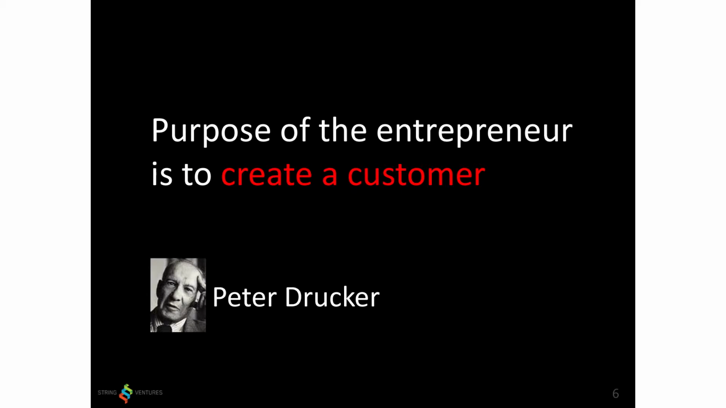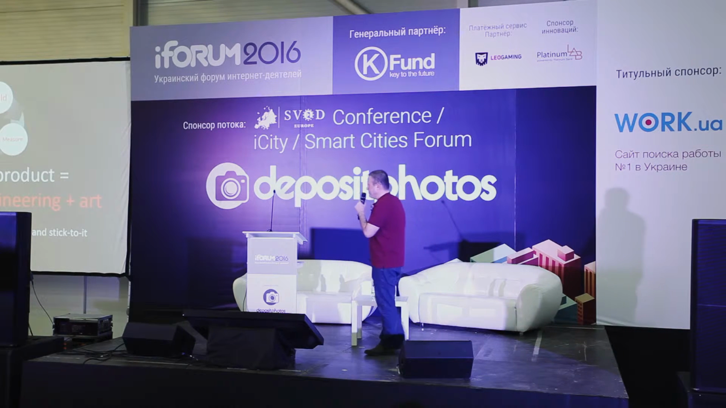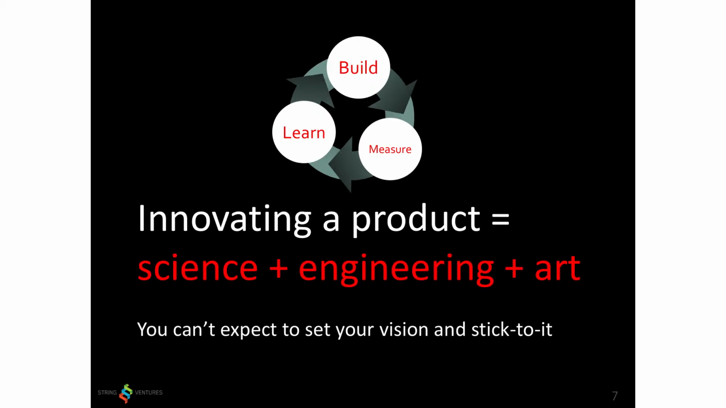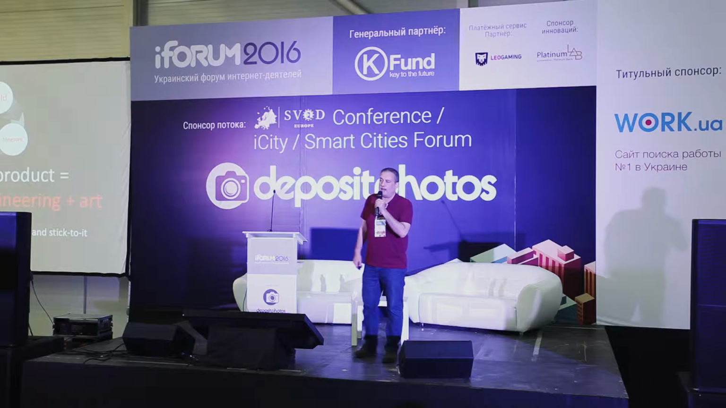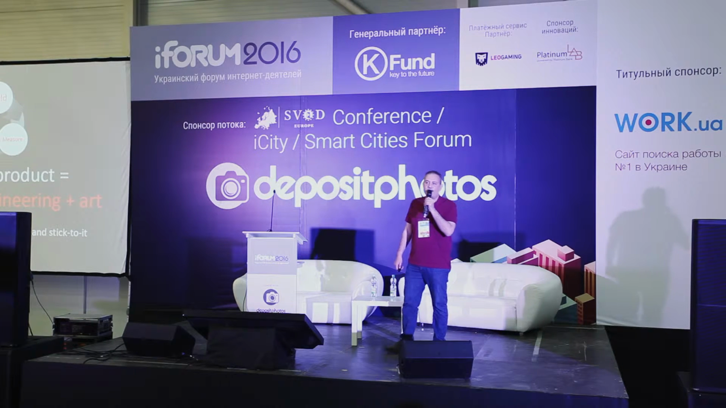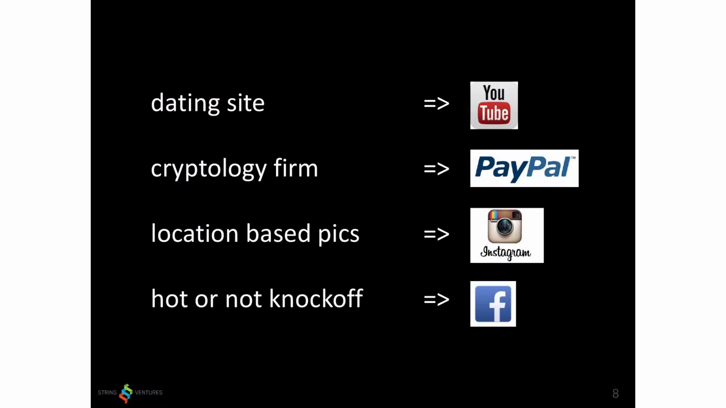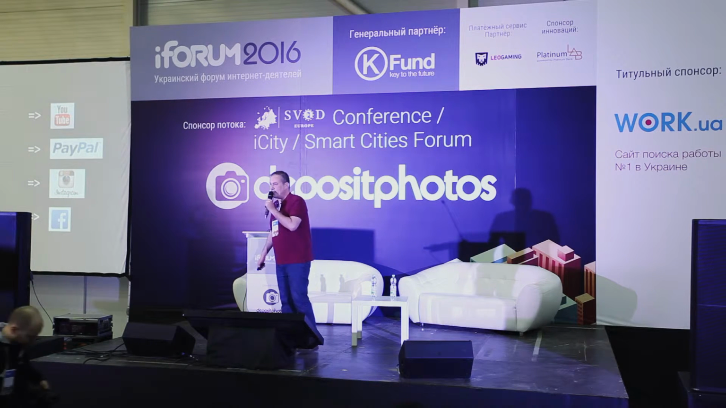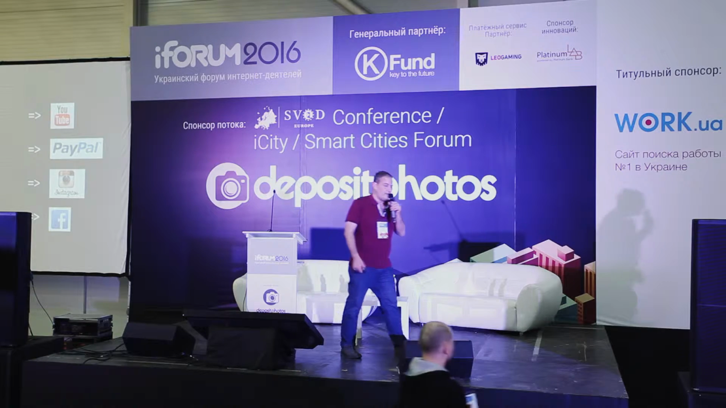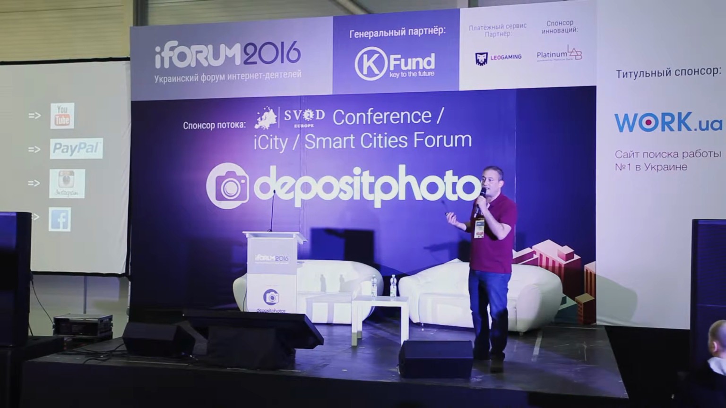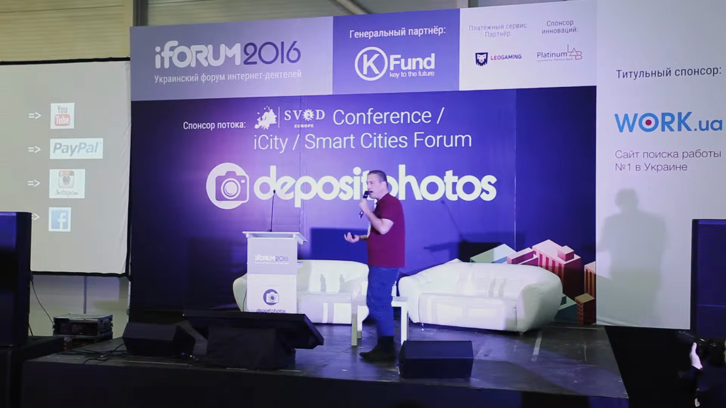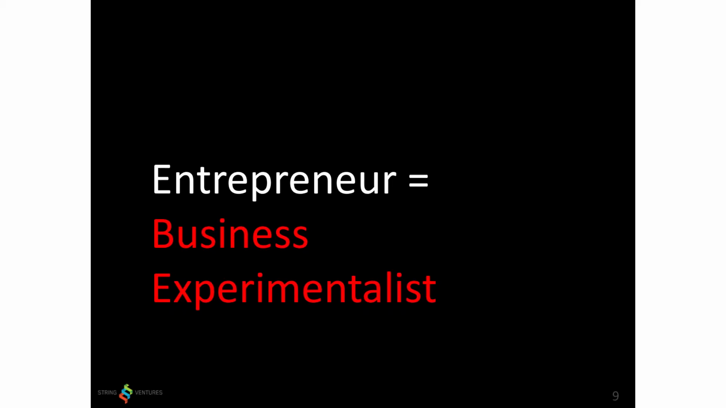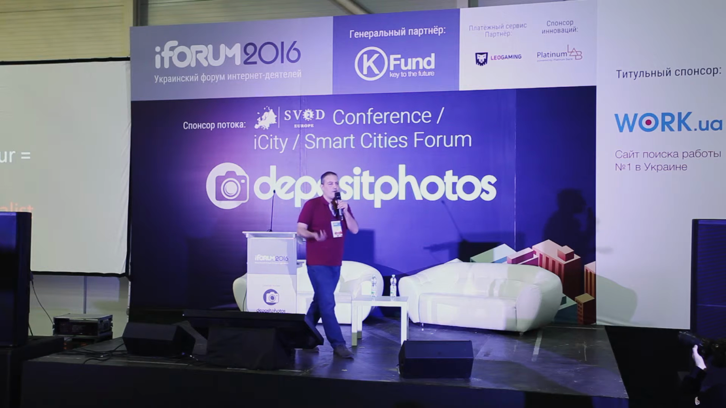According to Peter Drucker, the sole purpose of the entrepreneur is to create a customer. Building a product is a mixture of science, engineering, and art, and you have to do several iterations in order to find the perfect demand and product mix for your startup. There are several examples. For instance, YouTube started as a video dating service, or PayPal started as a cryptology firm, and along the way they found out that customers were actually seeking something else, and they pivoted and became really big names in tech. So we consider entrepreneurs as business experimentalists.